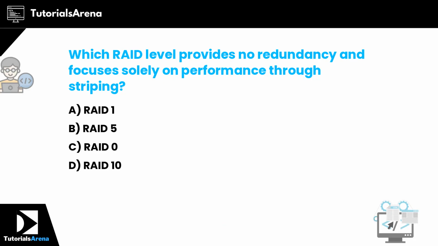Which RAID level provides no redundancy and focuses solely on performance through striping? The correct answer is option C, RAID 0.